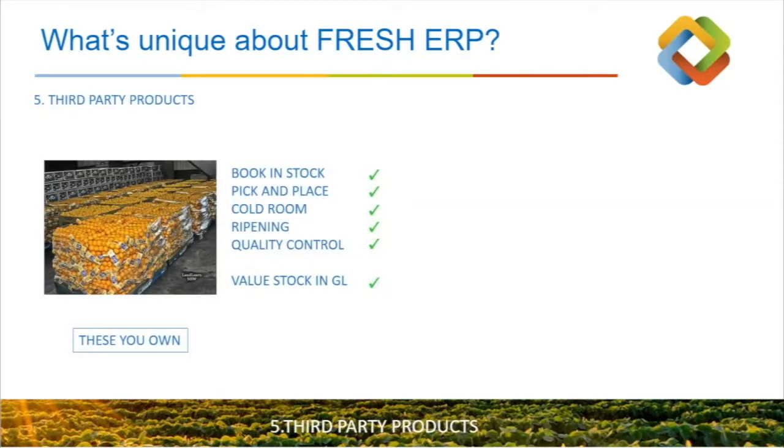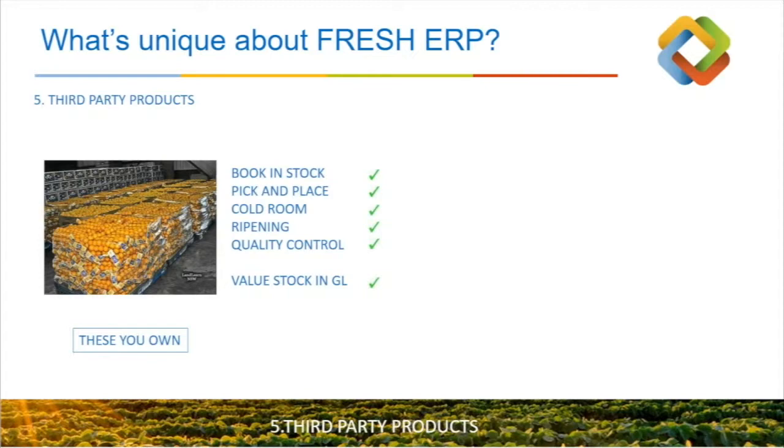Third-party products is an interesting area, isn't it? Because here we have some oranges. We're going to book them into stock. We're going to move them around the warehouse, pick them and place them. We're going to put them into a cold room to store them. We're going to put them into a ripening room to ripen them. We're going to keep an eye on quality control. And we're obviously going to take the value into the general ledger because they're our stock.